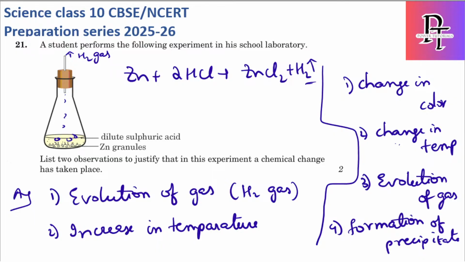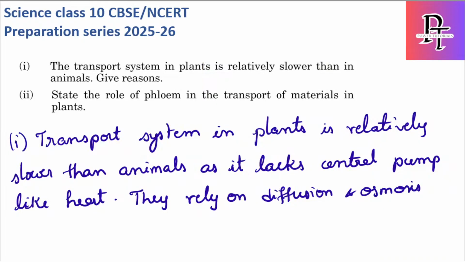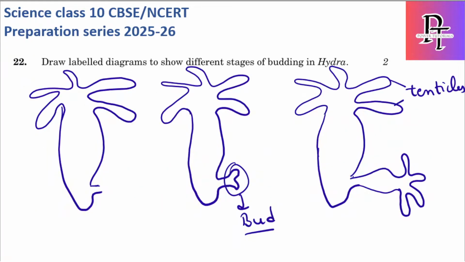Okay, let's move to the second one, which is the 22nd question. This is a biology question. I have written the answer, but I will explain that answer now. Sorry, we have one more question, but yeah, this is the 22nd question. What is the question? They are asking to draw a labeled diagram to show different stages of budding in hydra.